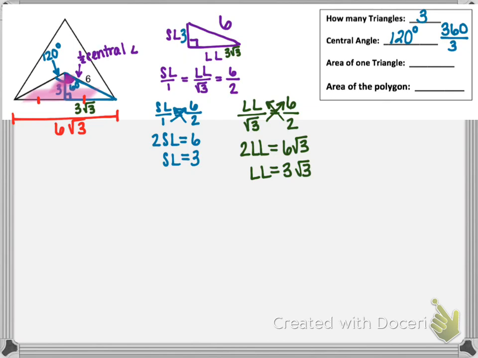So to find the area of one triangle, the base of that triangle is 6 square root 3 times the height of that triangle is 3. And then we'll take that and divide it by 2 since it's the area of the triangle. So 6 square root 3 times 3 is going to give me 18 square root 3. 18 square root 3 divided by 2 is 9 square root 3. And that's what we'll have for just one of those triangles.